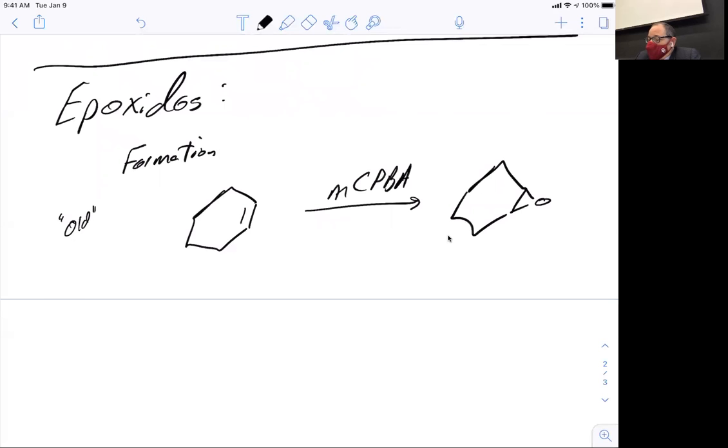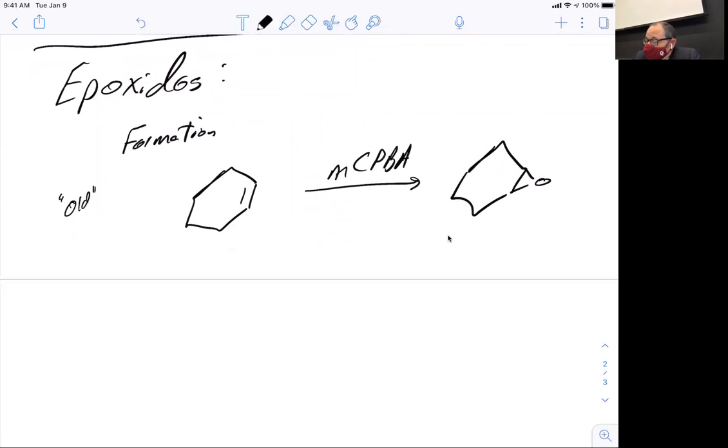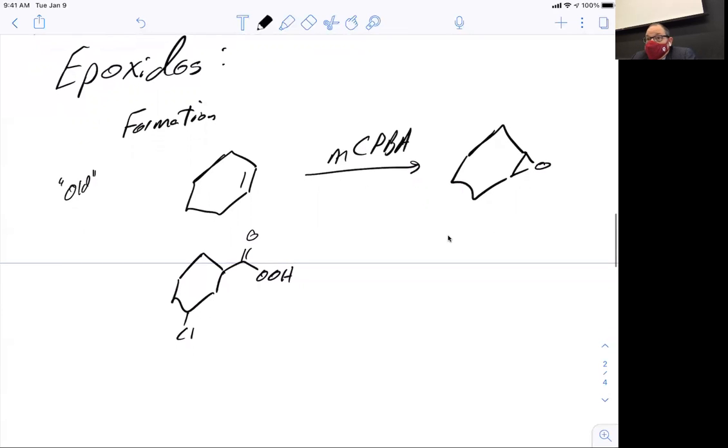All right, we can form an epoxide with a peroxy acid. Here is MCPBA. MCPBA is metachloro. Oops, that is parachloro. Peroxy acid, right? It's that double oxygen there that makes it the peroxy acid. That gives us an epoxide. So we saw that with the alkene reactions. So this is a reaction that you should prepare for the exam on Thursday.